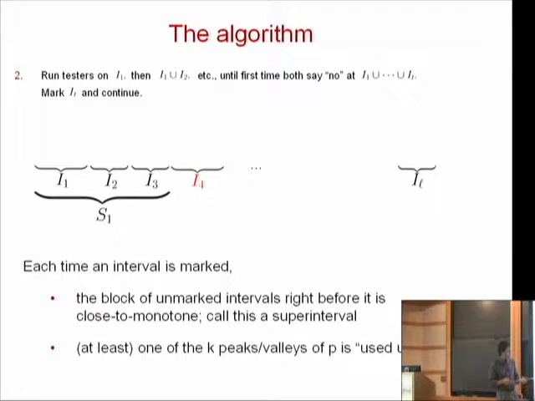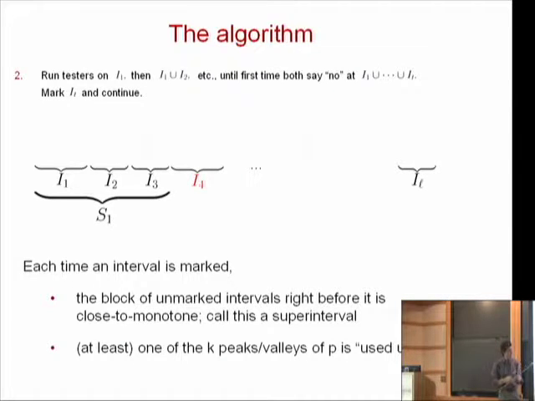And also, maybe more important, if we mark an interval, if both our testers said no over this whole stretch, you're not close to monotone increasing and you're not close to monotone decreasing, there must be at least one peak or valley somewhere in that block. It's not necessarily in this last one, actually. Here, the peak was in I3. But if there were no peaks and valleys in this whole block, then the whole thing would be monotone increasing or monotone decreasing, and you wouldn't have said no.